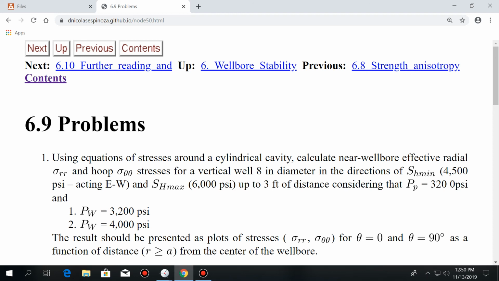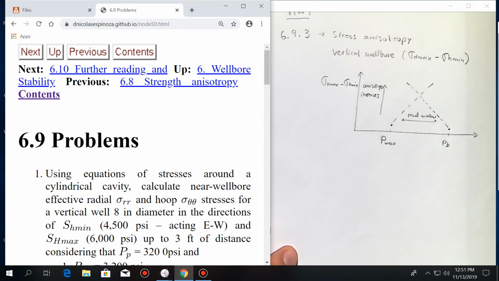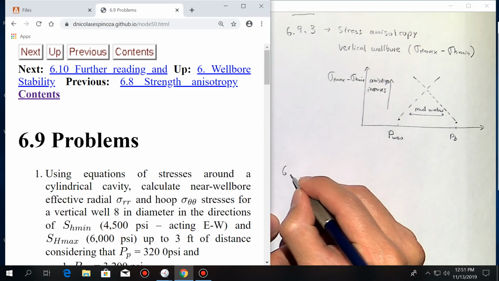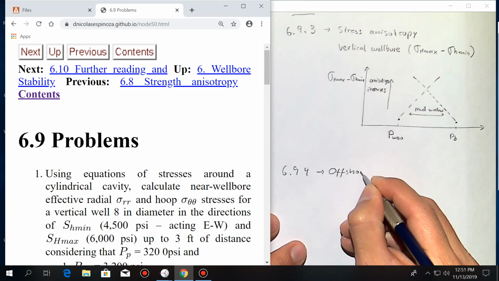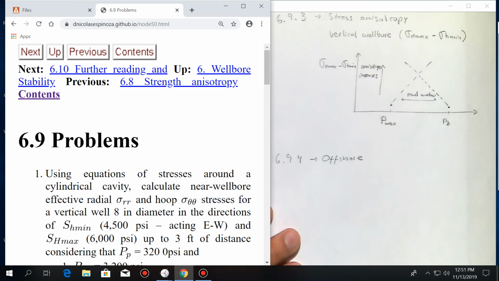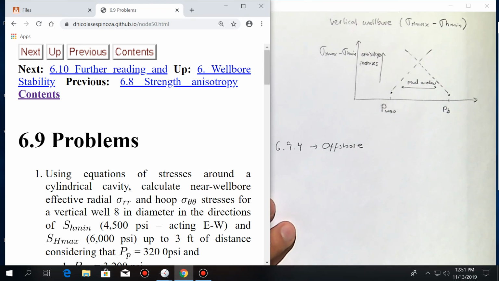Okay, so guys, we're out of time. Just let me tell you what goes on in here very quickly. 694 is just an offshore case, and it is very similar to what you have done before.